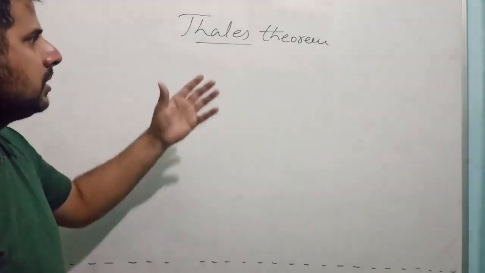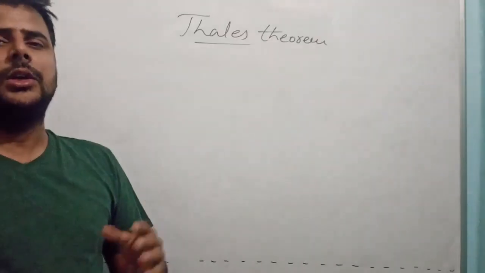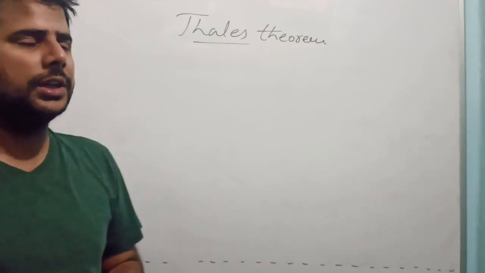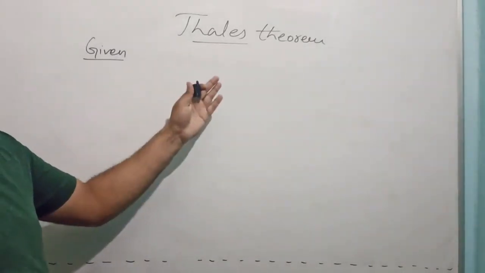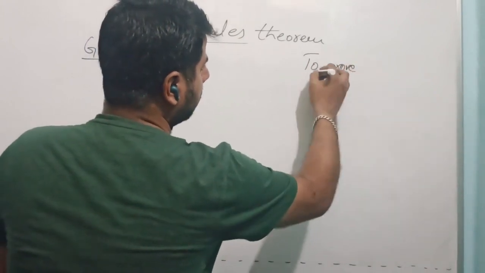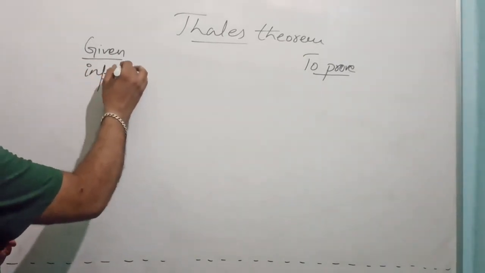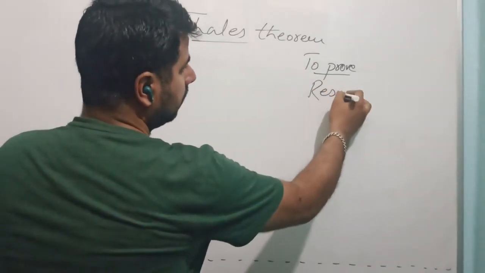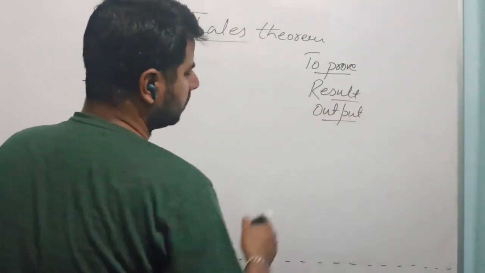So let us start the first theorem of the triangle chapter, that is Thales theorem. Now, dear students, to understand a theorem, we should know two important things about it. The first one is the given, that is, we should understand what is given in the theorem. The second part is what to prove in this theorem. You can call the given the input part, and you can call what to prove the result, or the output of the theorem, in general words, right?